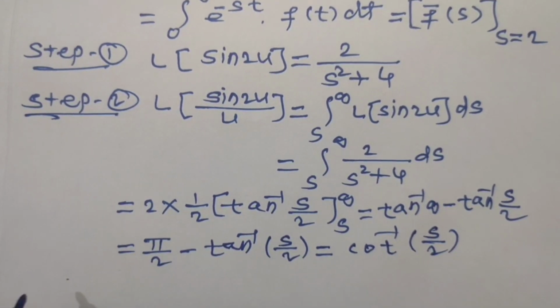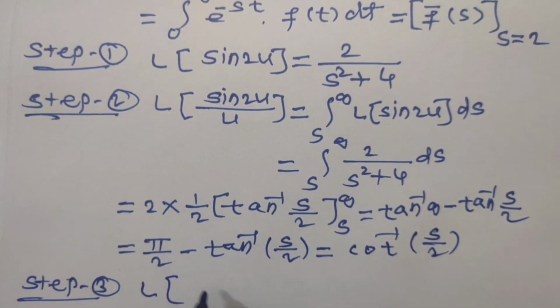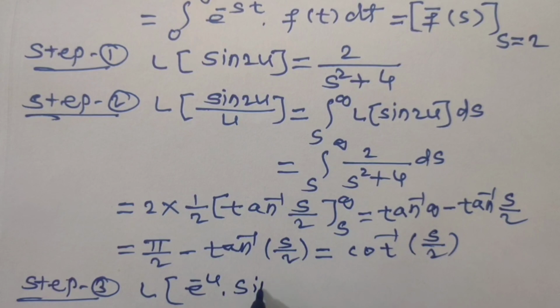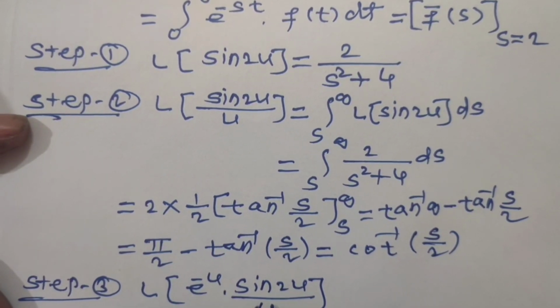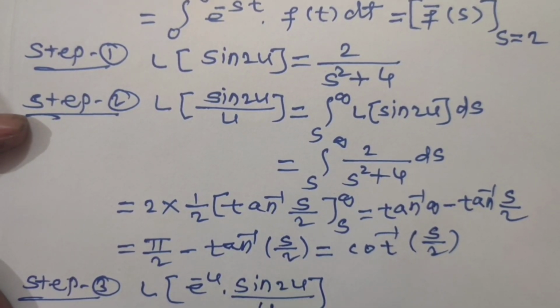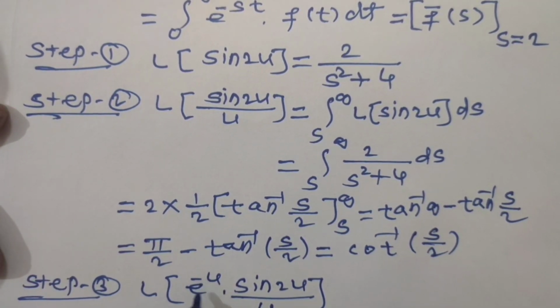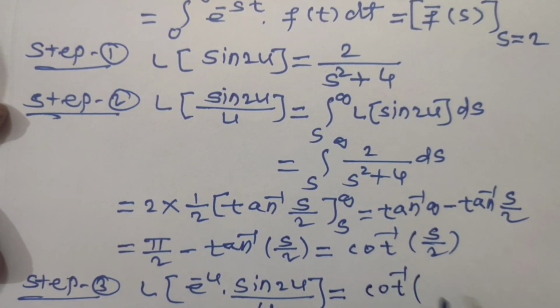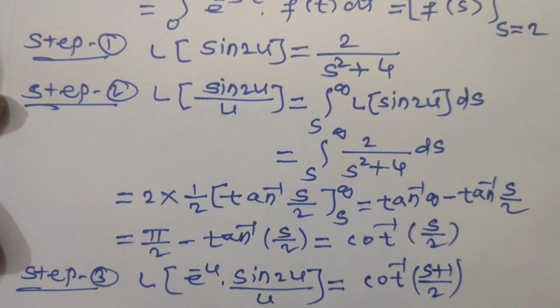स्टेप नंबर 3 में जाएंगे तो हमें मिलेगा Laplace transform of e to the power minus u into sin 2u divided by u. यहाँ पे क्या करना पड़ेगा, हमें फर्स्ट शिफ्टिंग थ्योरम अप्लाई करना पड़ेगा. इसका मतलब Laplace transform of sin 2u divided by u, इसमें s की जगह s प्लस 1 पुट करना पड़ेगा. So cot inverse s plus 1 divided by 2, and this is applying first shifting theorem.